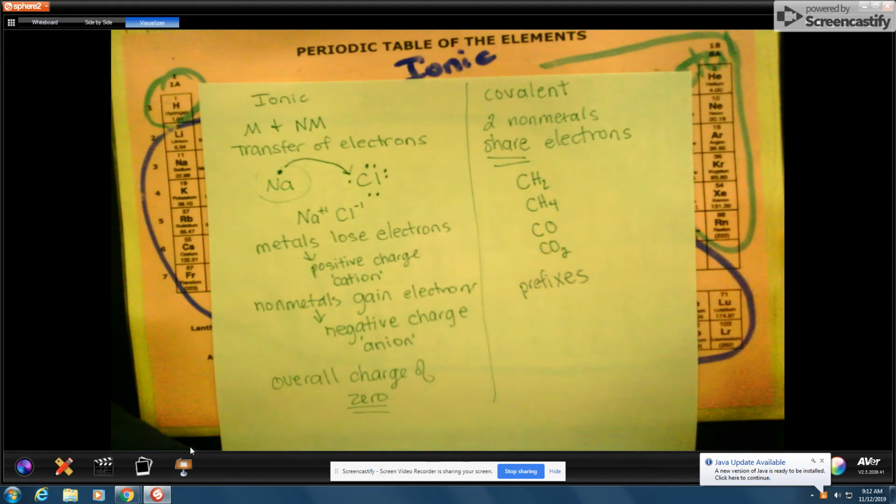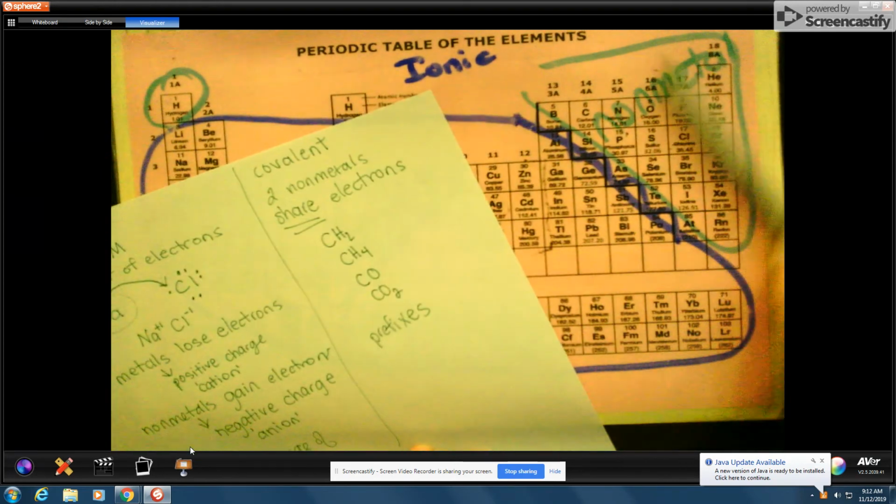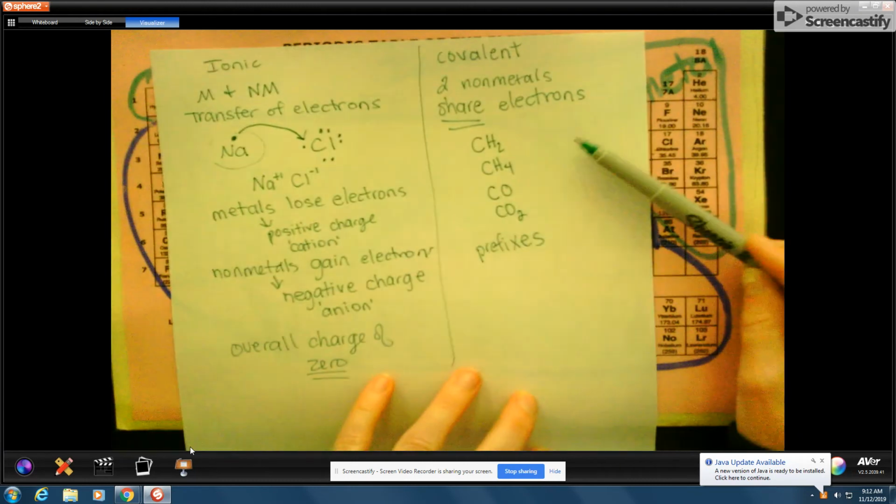These are the two main things as far as properties that you're going to be tested on with covalent: that it's 2 nonmetals, which means they come from this area, and that they share electrons.